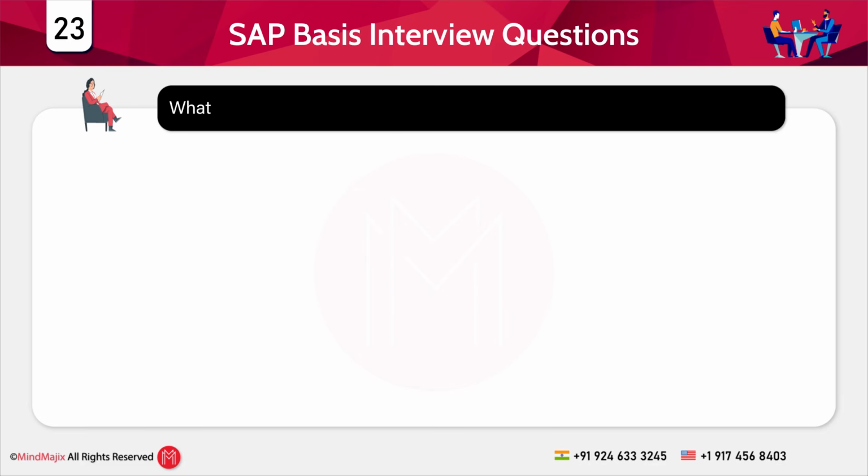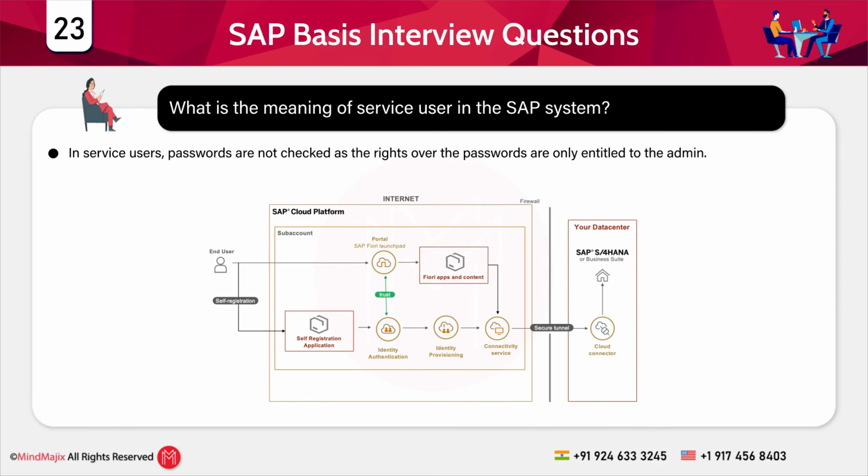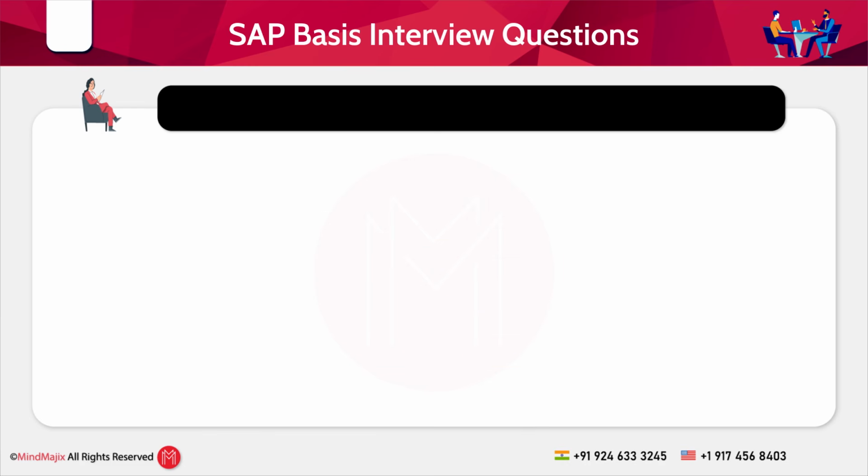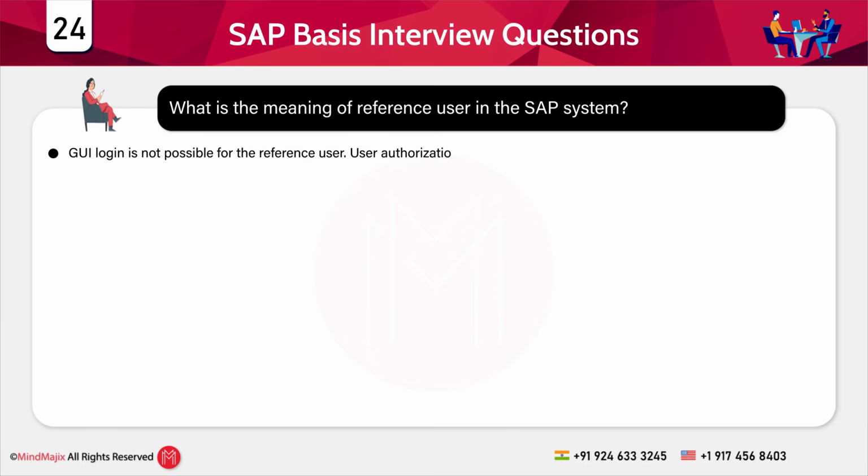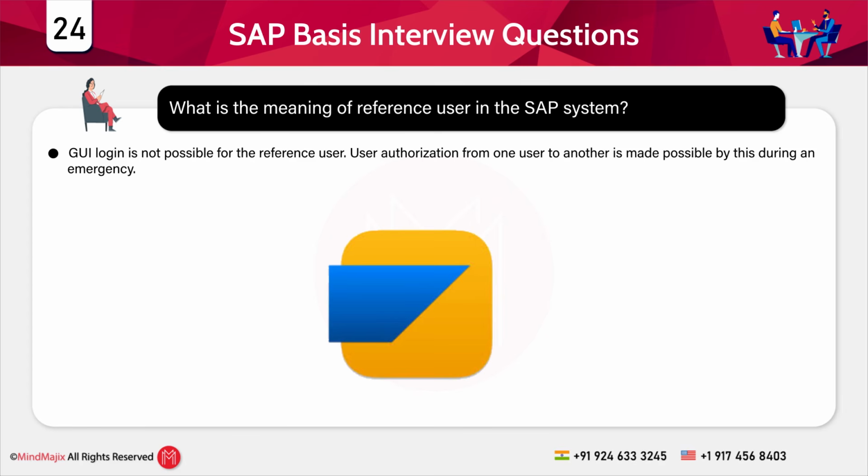The next question is, what is the meaning of service user in the SAP system? In service users, passwords are not checked, as the rights over the passwords are only entitled to the administrator. Users can make changes to the password and anonymous users can use the service users. Multiple logins are also possible in this system. The next question is, what is the meaning of reference user in the SAP system? GUI login is not possible for the reference user, and user authorization from one user to another is made possible by this during an emergency.